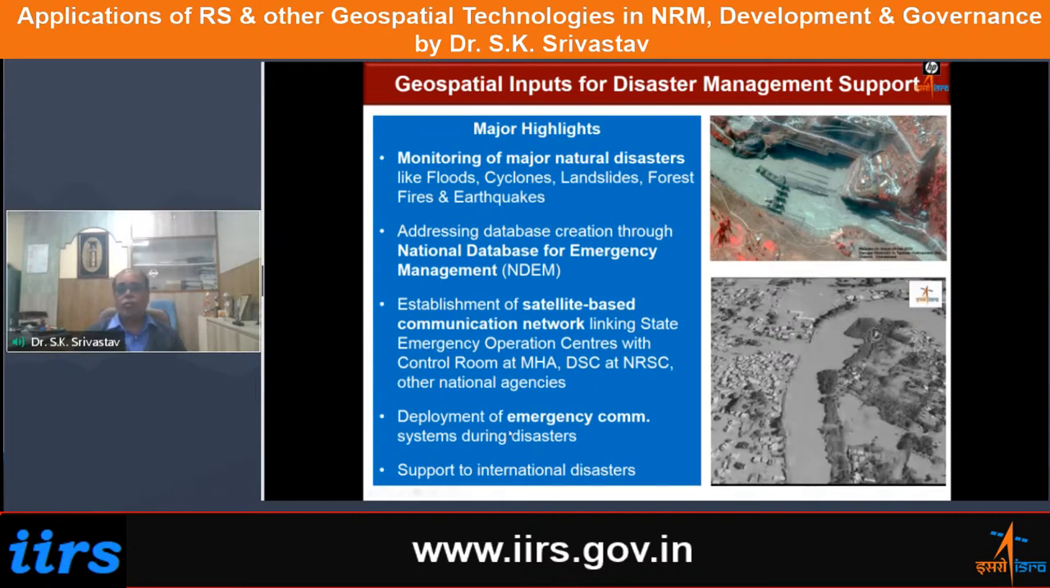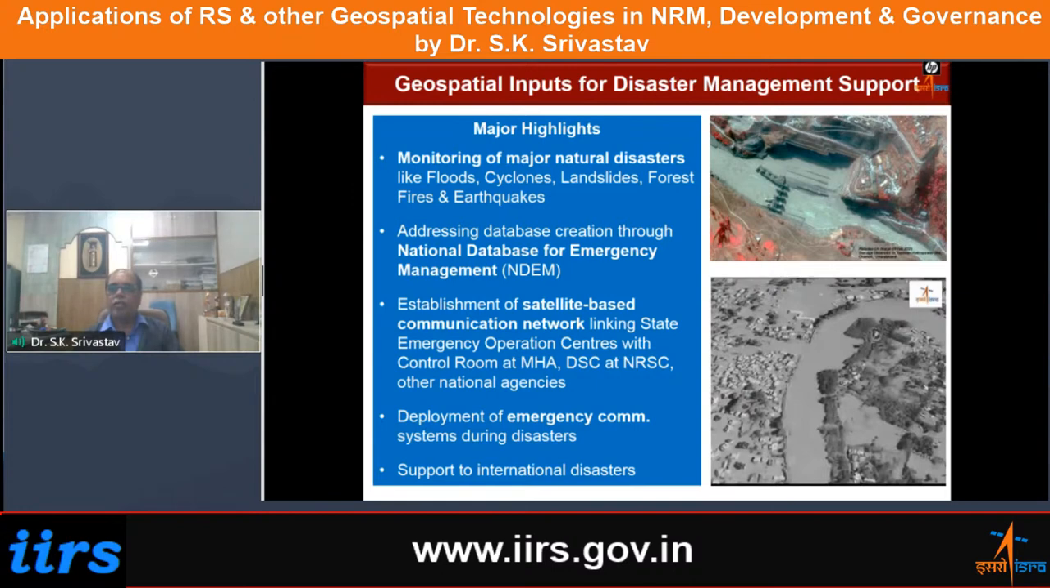Then not only remote sensing data sets, but even satellite communication is very important for supporting disaster management activity, because during disaster times it so happens that the terrestrial communication links fail, and at that point of time satellite communication works. So that is another very important input as far as space technology is concerned. So they provide emergency communication systems during disasters. And then we also, as a country, India provides support to international disaster.